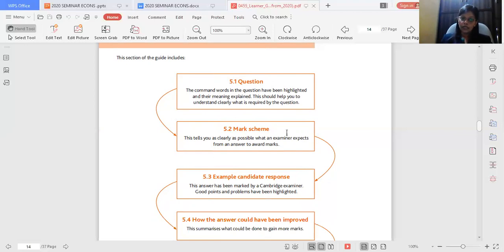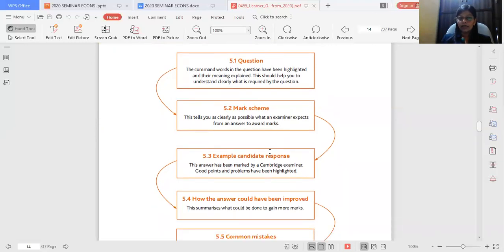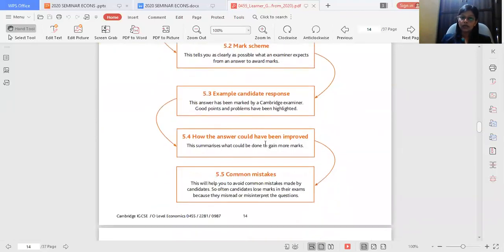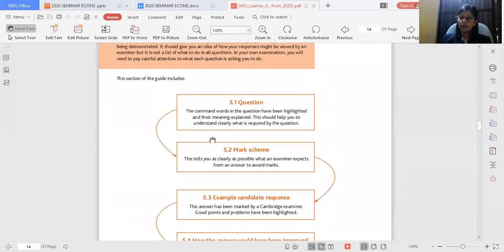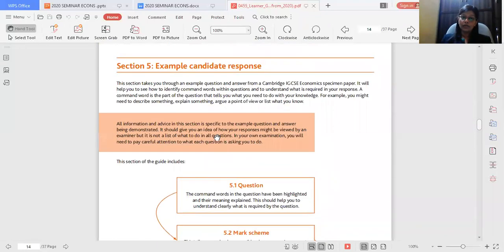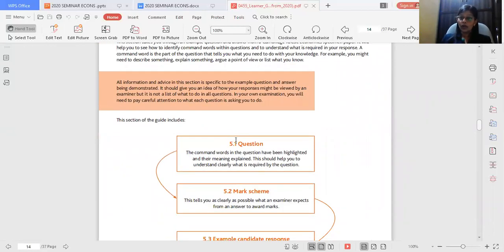5.2, they are looking into the mark scheme. This tells you as clearly as possible what an examiner expects from the answers towards awarding your marks. And examples of candidate response, how the answer could have been improved, and also the common mistakes. I think this particular section, all of us will be excited to know. And many of you already asked me, Miss, can you share with us? All right, so definitely I will share this during our class as well. But this is the overall that I want to share, how exactly they are getting things done.